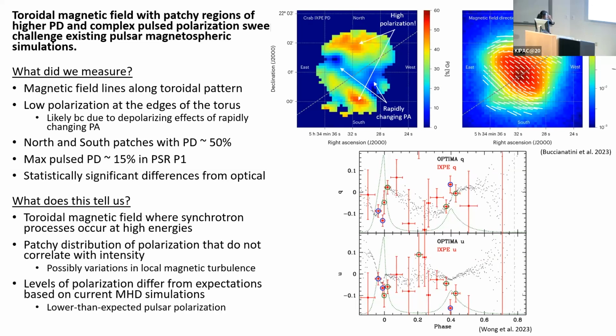Also, the level of the polarization degree itself is different from what we expect based on current simulations. So this is telling us that there's some physics that we're not quite capturing in our current understanding of the radiation processes in these pulsar wind nebulae.